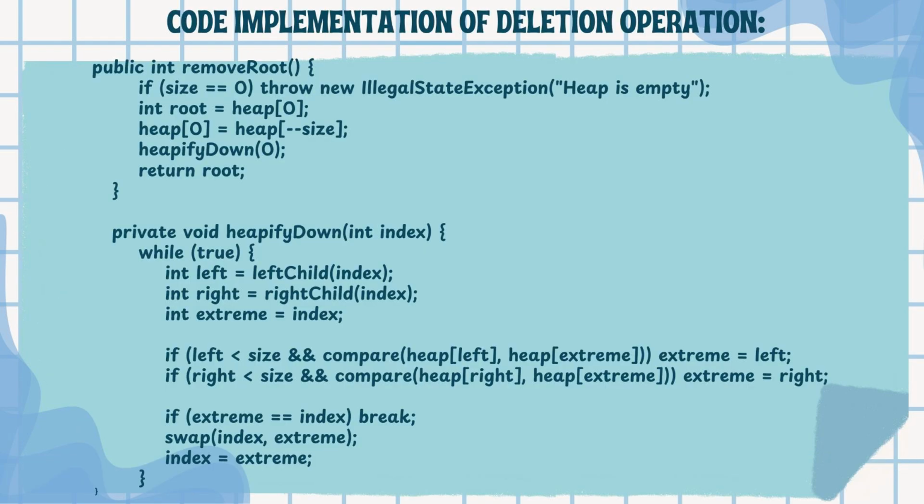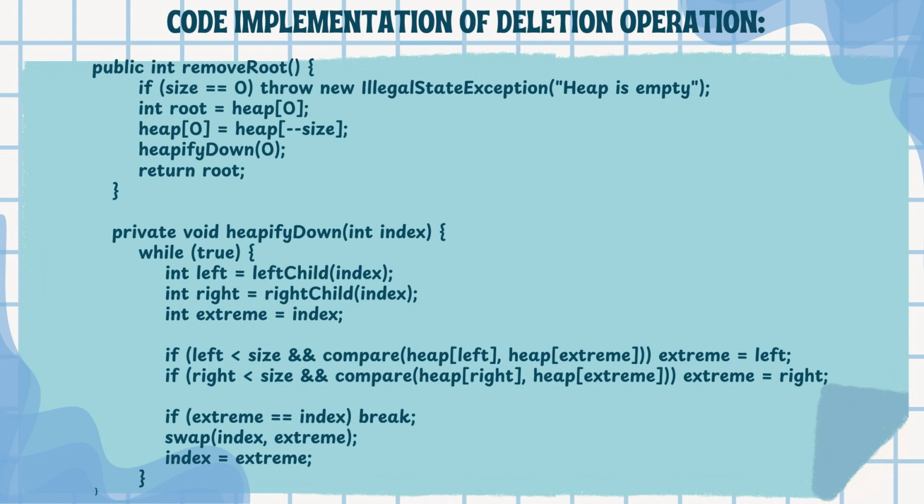So this is the code implementation of the delete operation. This is how you have to use the Java language to implement the code segment for the deletion of a heap. So look at the remove operation. This method removes the root, the highest priority element, and maintains the heap structure.